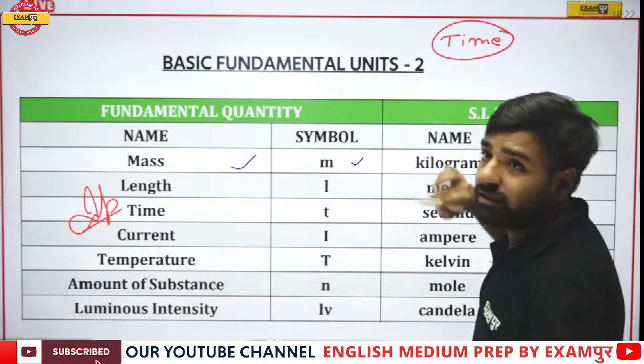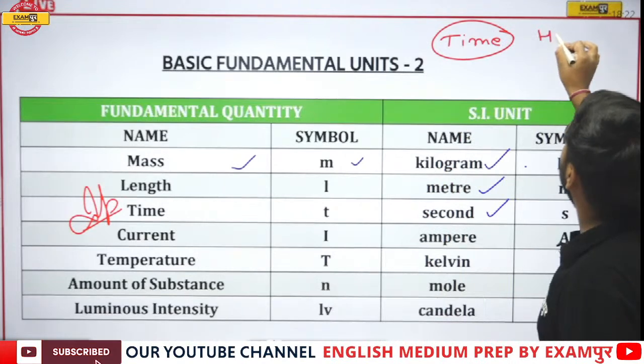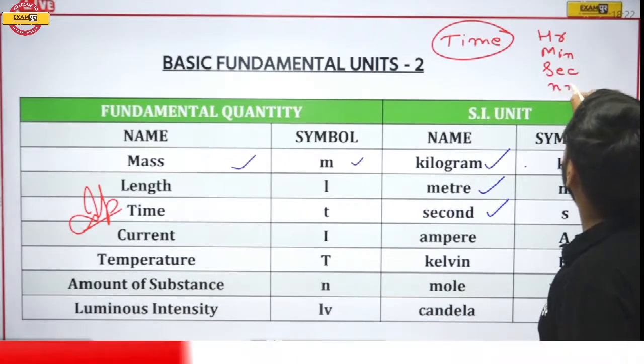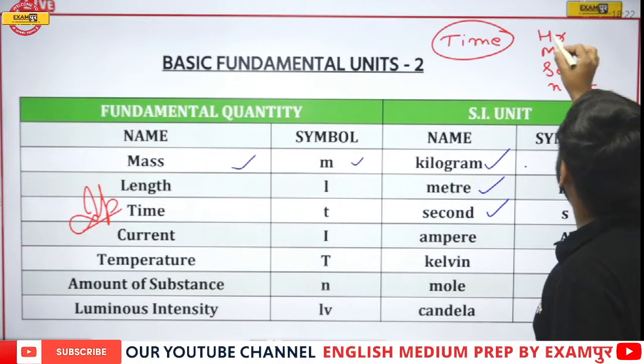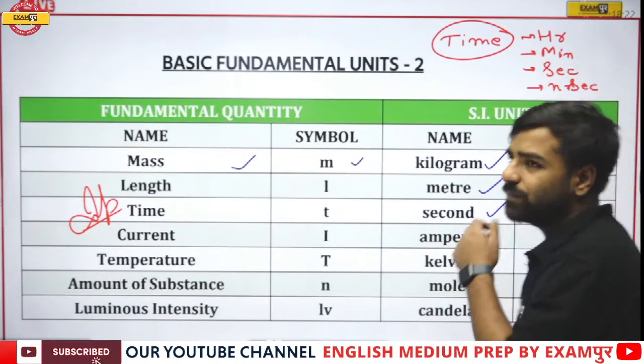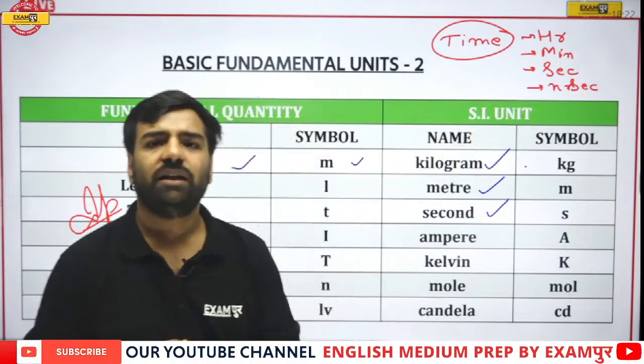Now this was actually asked in the examination. That's why I'm saying there are options given. One option is hour, second option is minute, third option is second, and fourth option is nanosecond. For example, I'll ask you, what is the SI unit of time? Is it hour, minute, second, or nanosecond? Can you tell me this?